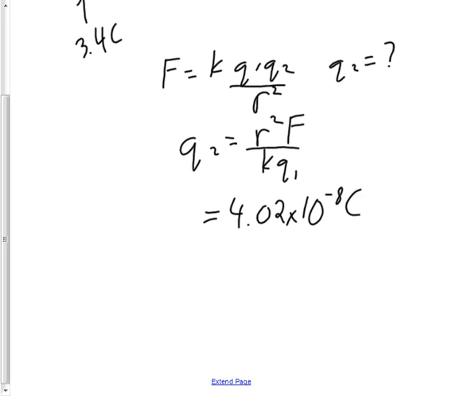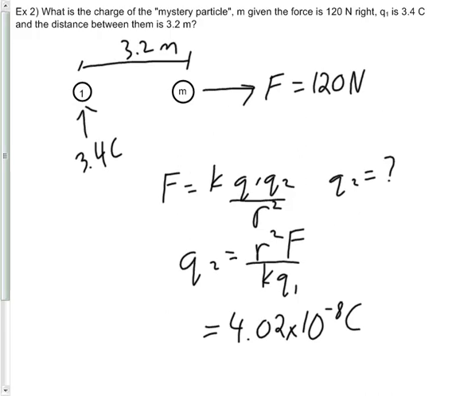So let's just pause and look at this number for a second and see if we can figure out what it means. So we said that this thing is moving to the right, and the original particle has a charge of 3.4 coulombs. It's a positive value. And we're also getting our charge down here being a positive value. What would that mean? That would mean that these objects should repel, because positives and positives should repel each other. Look at our forces here. Our force is actually a repulsive force, so it does fit with our expectation.